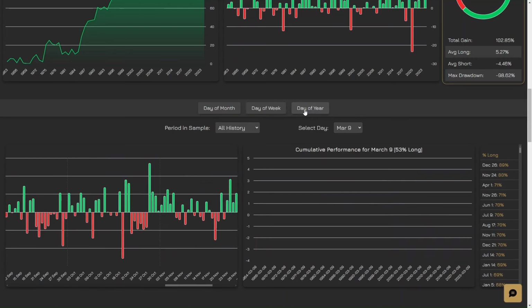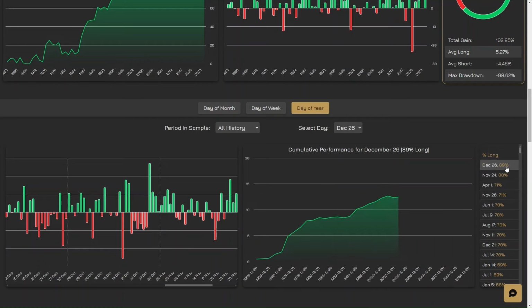Finally, we can observe the performance of individual days of the year. Would you have ever guessed that a single day of the year has shown nearly a 90% uptrend since the 1960s? If the answer is no, imagine how many other incredible insights you could discover using this dashboard.